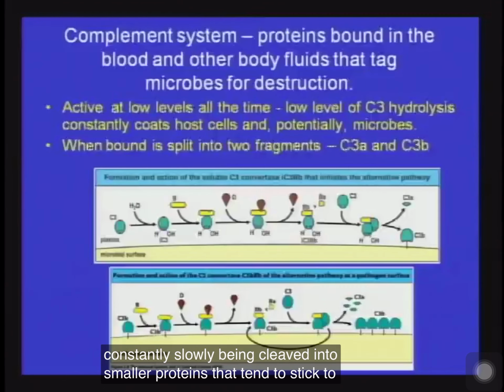If it happens to be on a pathogen, there will be this amplification reaction to make more and more of these cleaved products, and this also helps attract phagocytes to the site of where this is being generated. And at the same time, you also get the ability of the phagocyte to take up the pathogen much more effectively. So this is called opsonization.